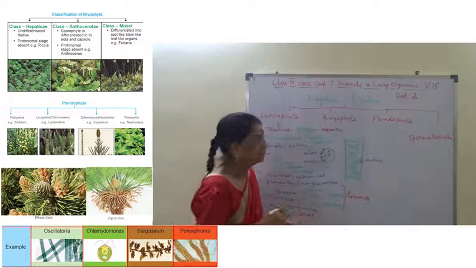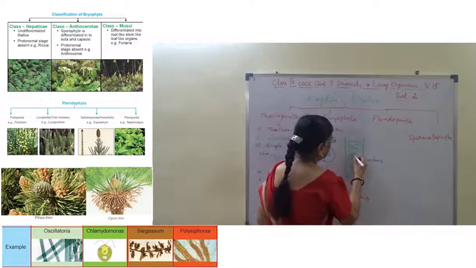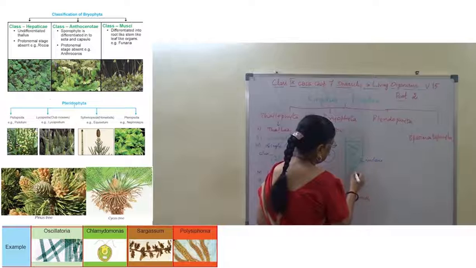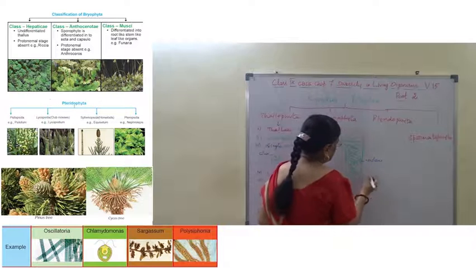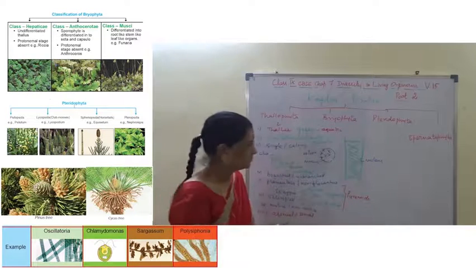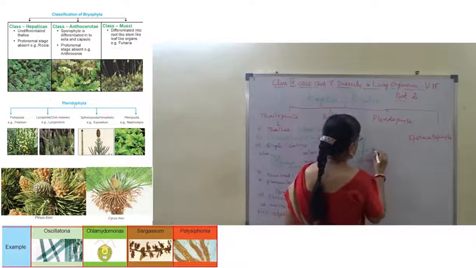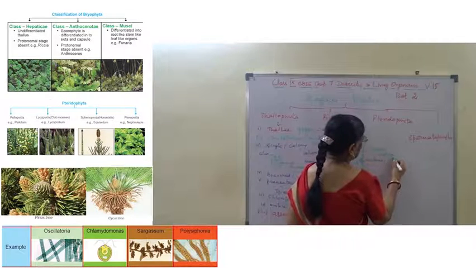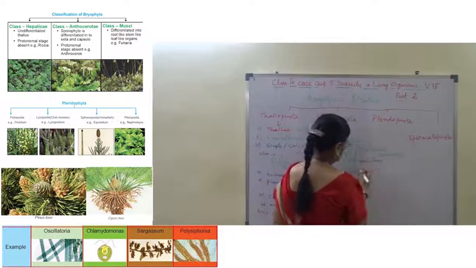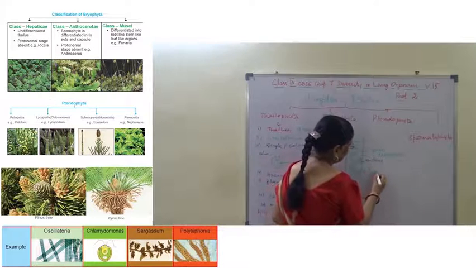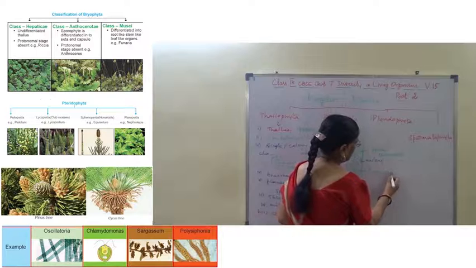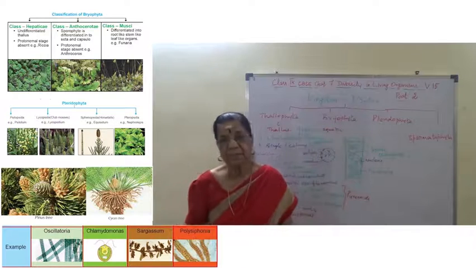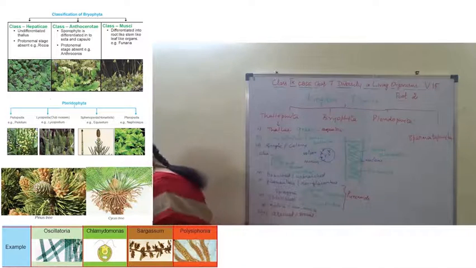I hope you understand. Now in this, the dots are the pyrenoids. The reserve food material is located in these. So this is the spiral chloroplast, and this is the pyrenoid. I hope you understand this.